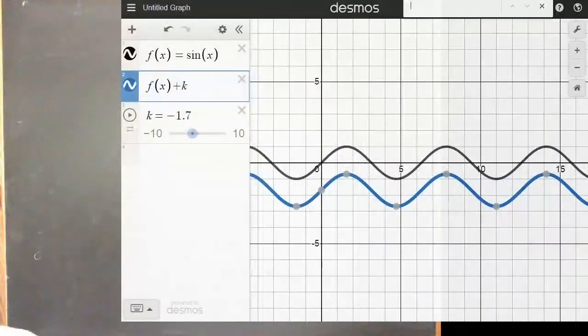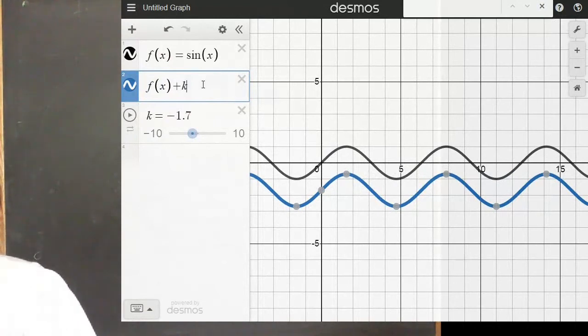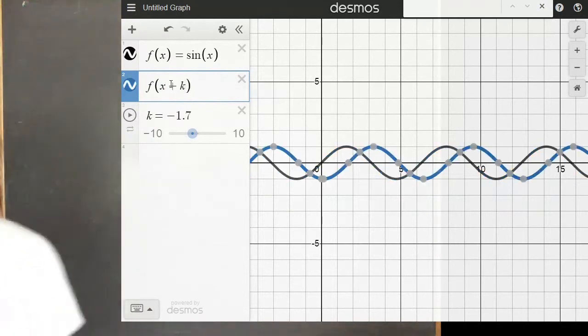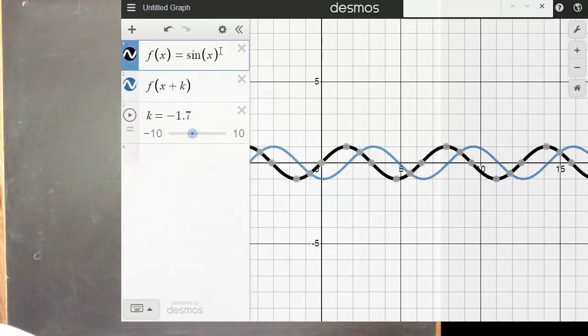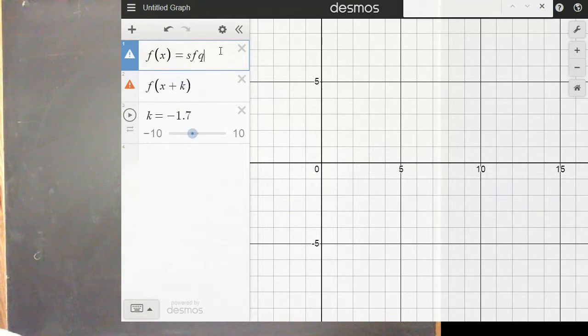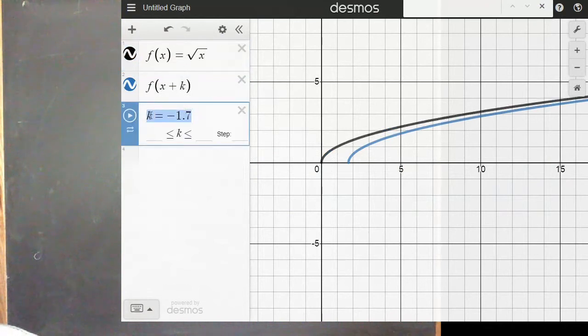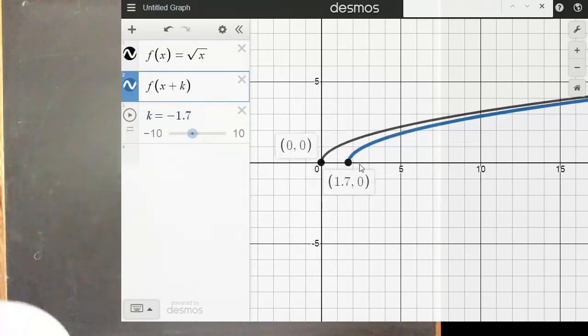Okay, so here's Desmos, and instead of adding the plus k to the outside, we're now going to add the plus k to the inside. I'm putting it in as plus k and not minus k, because I want to show you what's happening. It's probably best to use the square root function like we had before. So here's the square root of x, which is this function in black. And what's happening now is the k here is negative 1.7. So it's x minus 1.7, and what we get is a shift to the right by 1.7 units.